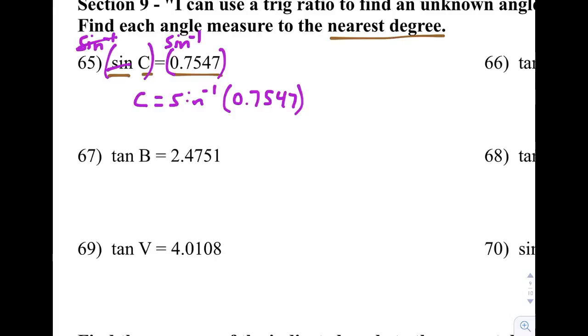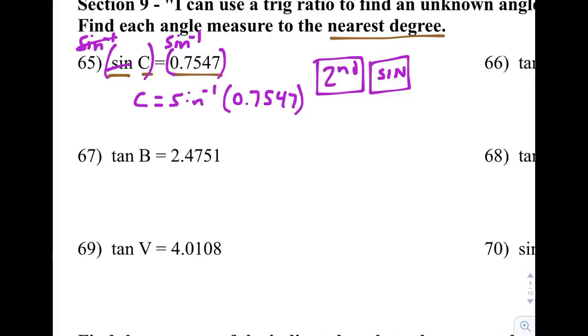So to get this in your calculator, you're going to want to use the second key. There's a button that says second on it, and then you're going to push the sine key. On your calculator it should show up as sin -1. And then you type in 0.7547. Hit enter, and it should come up with something like 48.999, and that's your angle.